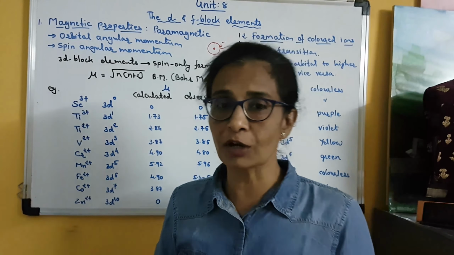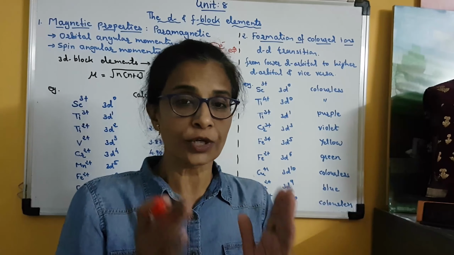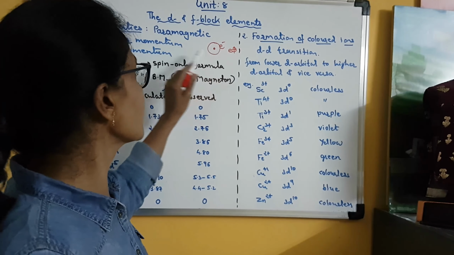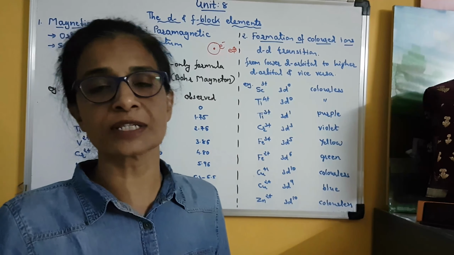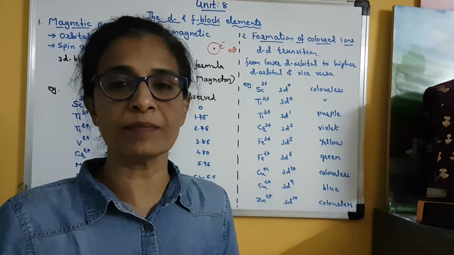Whenever any charged particle is in motion, it will produce a magnetic field. So here also, the unpaired electron present in a transition element will have its own magnetic field. Now the strength of this magnetic field is given by the magnetic moment. Clear? So here we are talking about 3D block elements, that is, from scandium to zinc. Clear? Zinc itself is not considered a transition element.